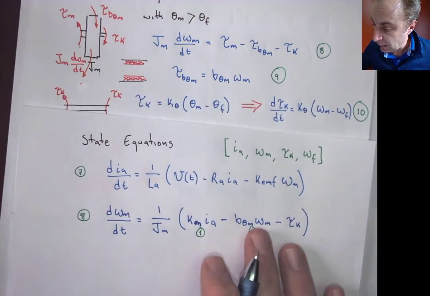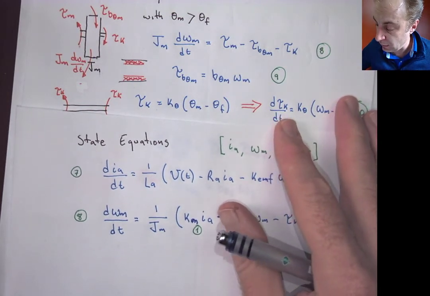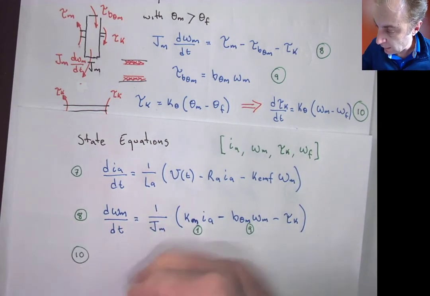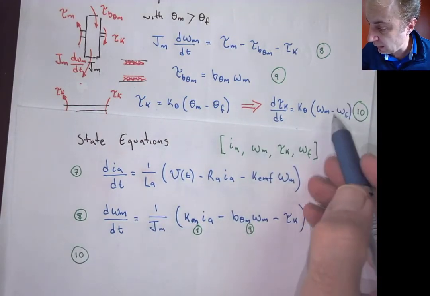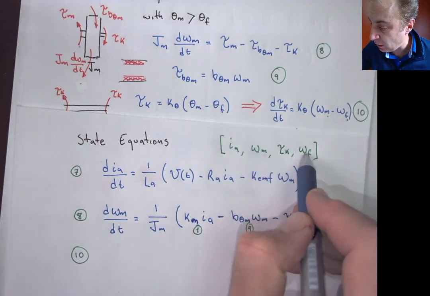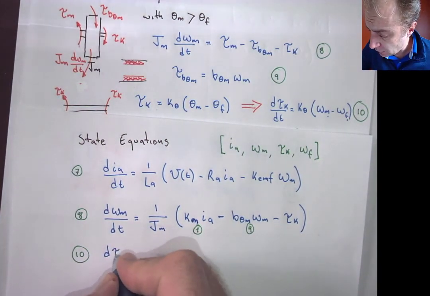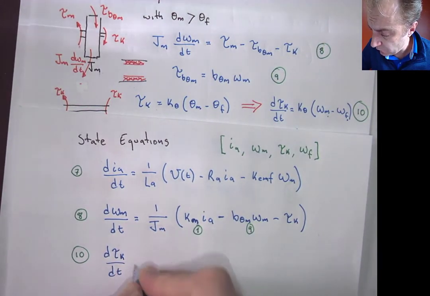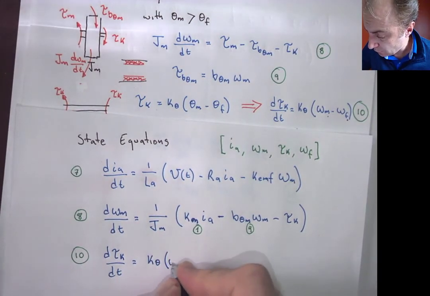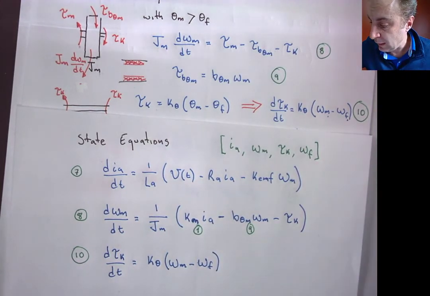Then we go and look at this equation, which is the one related to the torsional spring. So this is going to be equation 10, another differential. And we can see that it's already written in terms of ω_m and ω_f, and both of them are state variables. So dτ_k/dt is going to be equal to K_θ that multiplies ω_m minus ω_f.